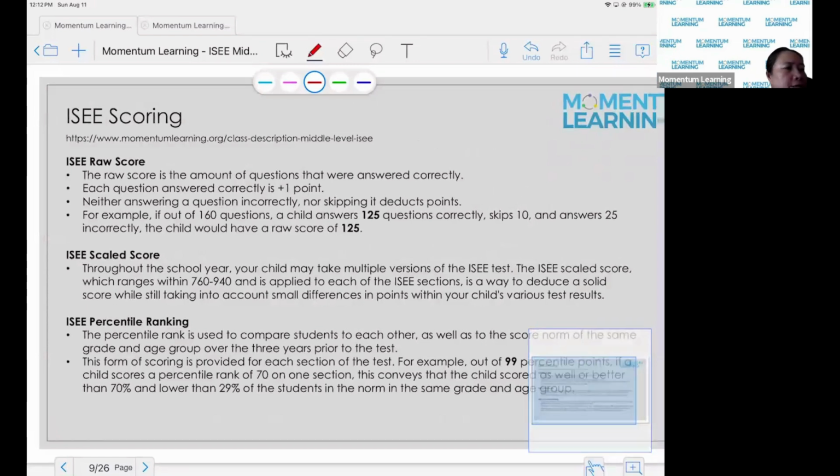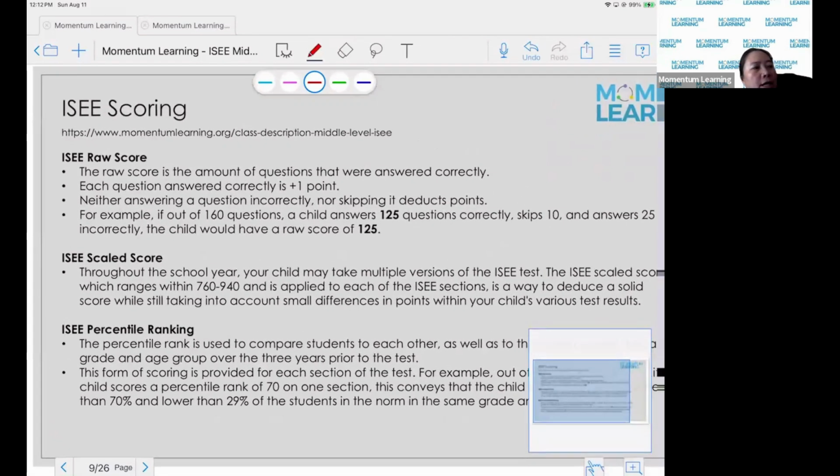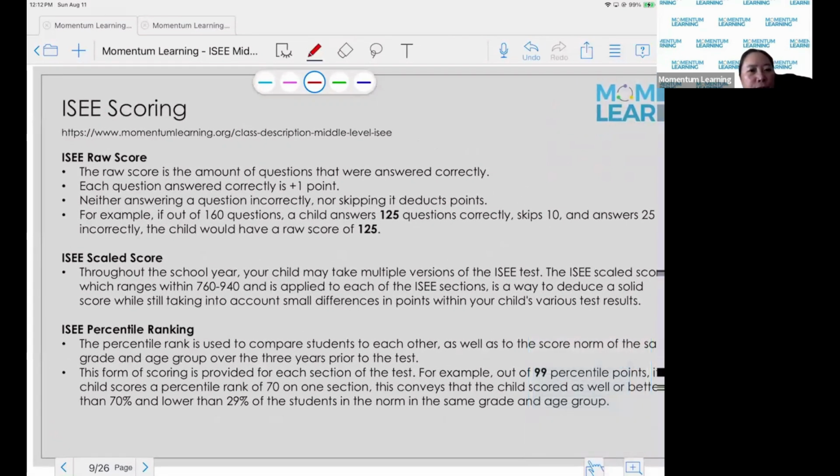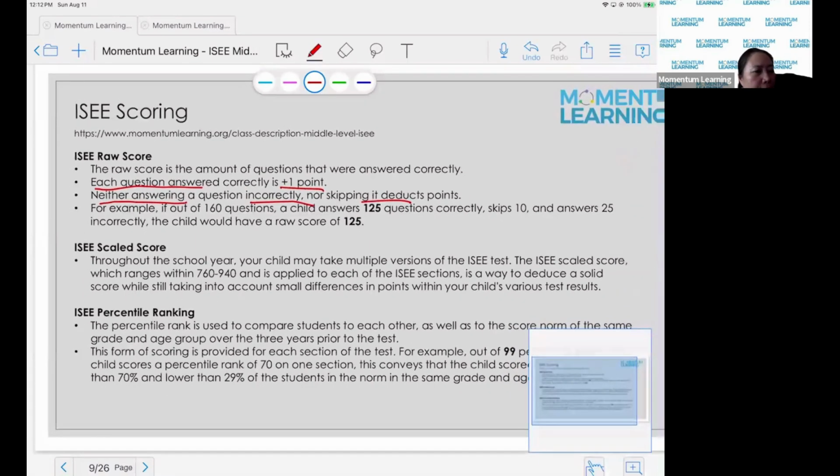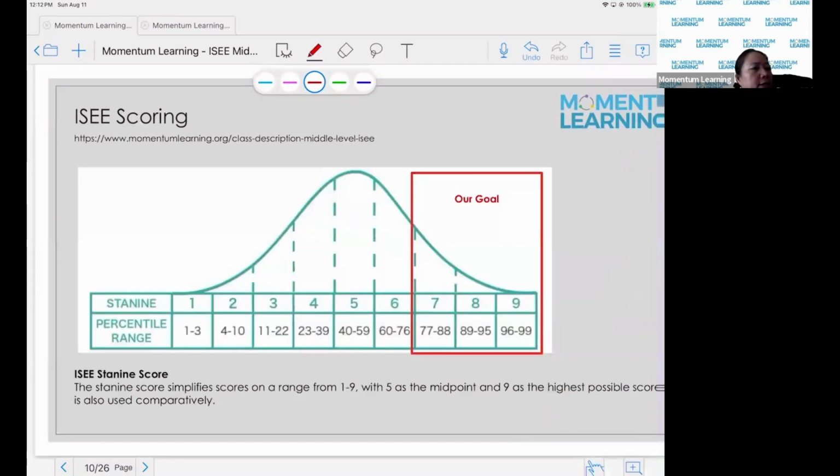Let's look quickly at how the ISEE scores your test, and what our goal is. Mainly you need to remember that each correct answer is plus one point. If you skip or answer incorrectly, it will not deduct points. Those are the things you need to remember. So do not skip any question, just guess.